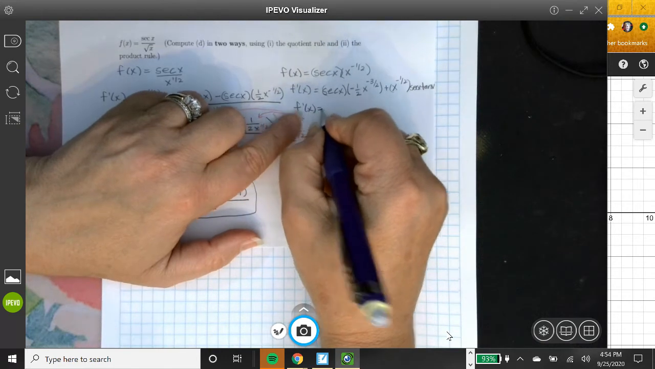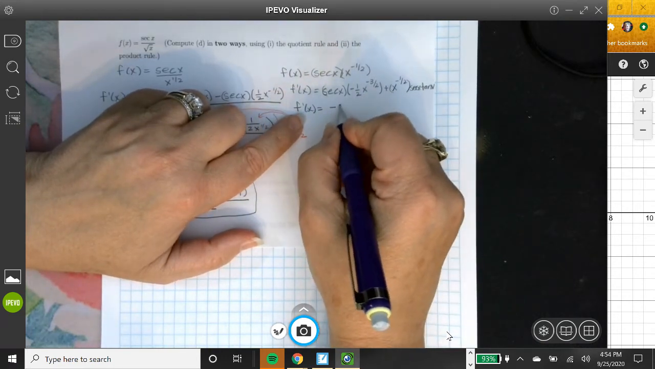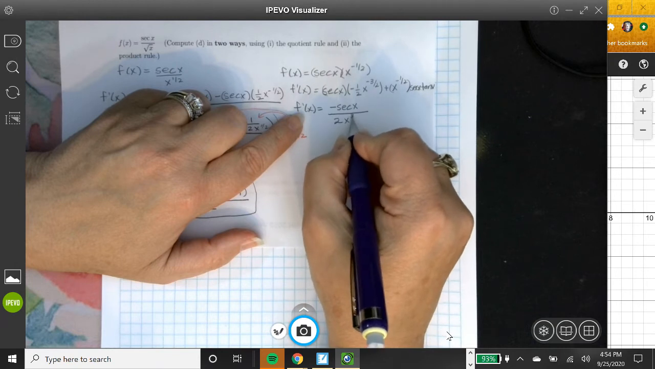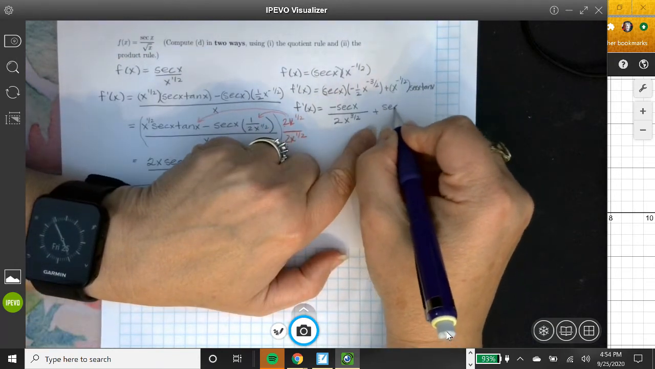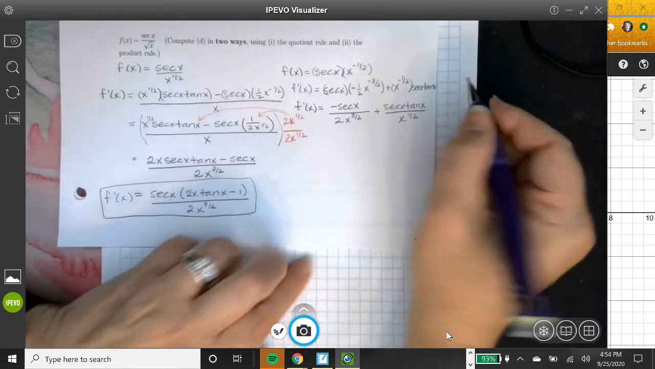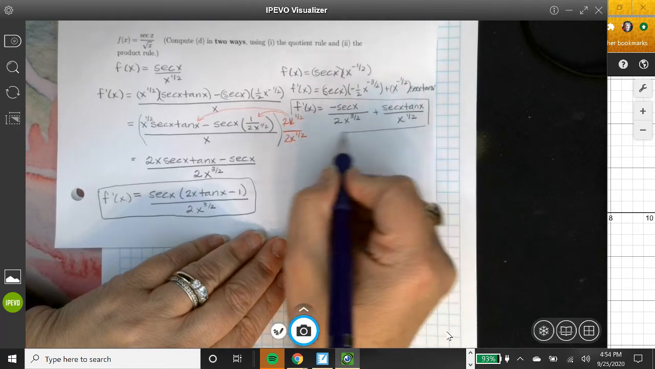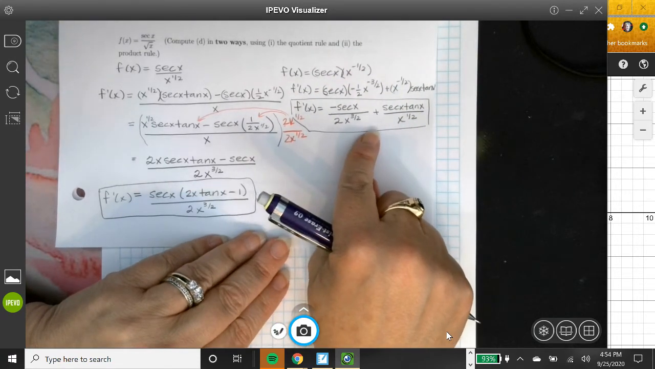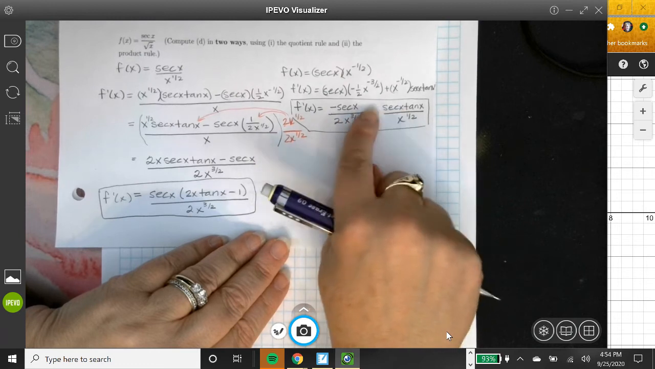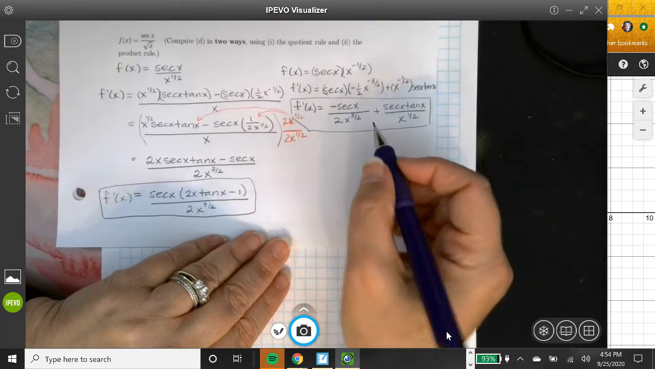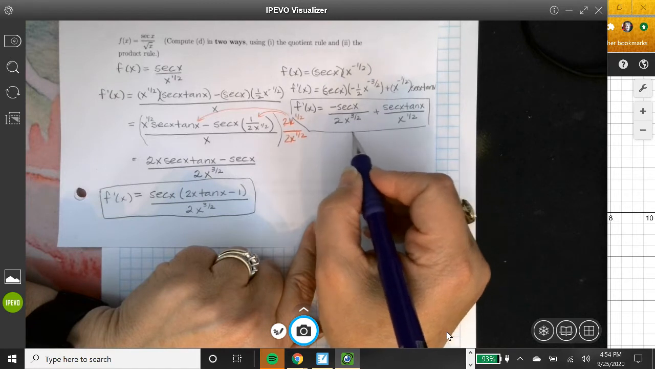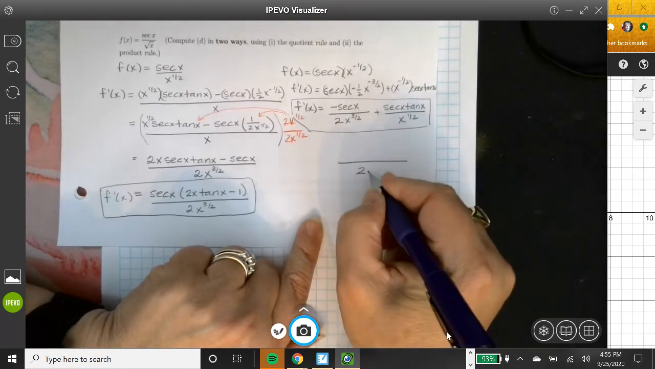So f prime of x is equal to, well, both of these go in the denominator, so this is going to be negative secant x over 2x to the 3/2 plus secant x tan x over x to the 1/2. All right, and so that would be using the product rule. Now you have two fractions here, so if you set this equal to 0, you'd have to find a common denominator to solve. But I'm going to prove to you that these are equivalent. If I were to find a least common denominator here, it would be 2x to the 3/2.